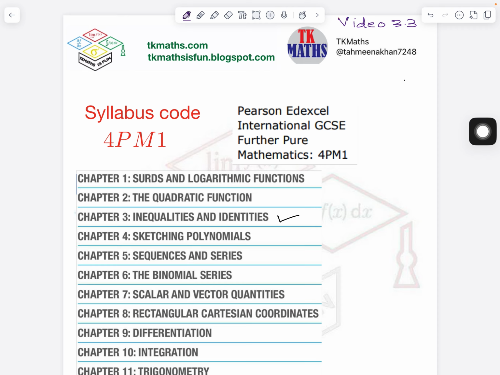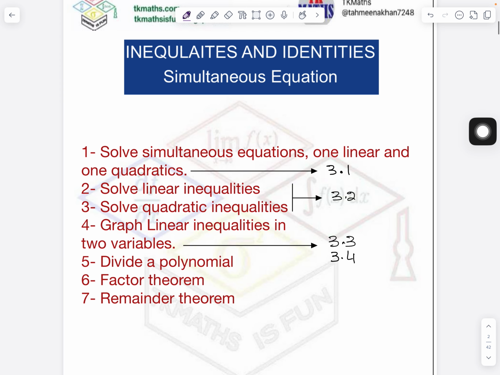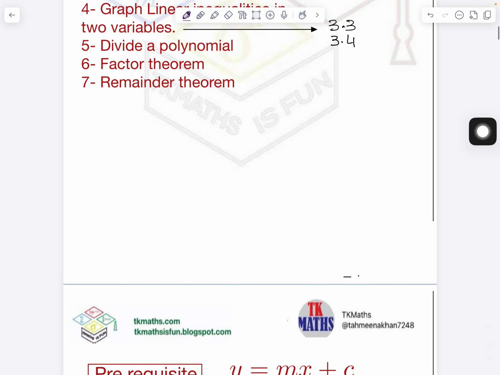In today's video, we will continue the lessons on inequalities and identities, chapter 3. This is a part of the syllabus of year 11, further maths, Pearson Edexcel. We have already seen 2 videos on this topic. In this chapter, there are these topics. So point number 1, 2, 3, we have already completed. Now we are on point 4, which is about graph linear inequalities in 2 variables. And there will be 2 videos on this topic.